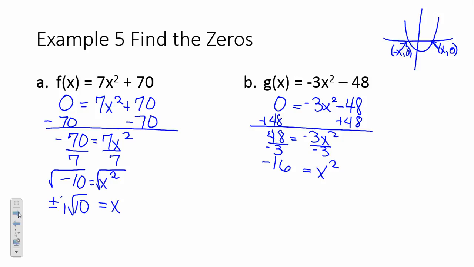Next step. Square root. So x will be equal to plus or minus i times 4, right? The square root of 16 is 4, so we'll call that plus or minus 4i. Not too bad, right? Yes.